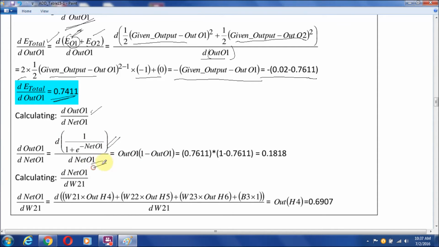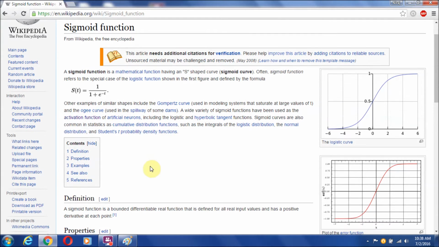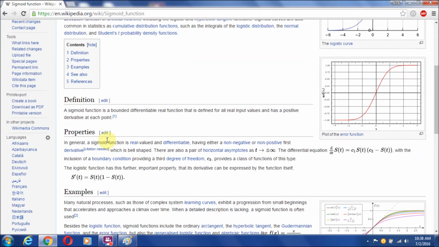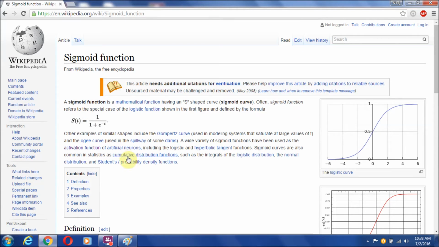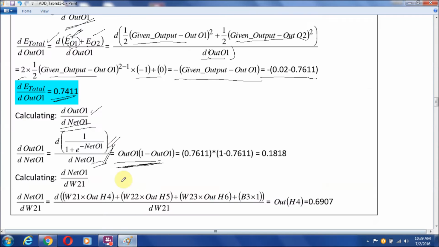We'll take the derivative of this. Now you can validate the result of this sigmoid function with respect to net O1 through a very simple Wikipedia article. Just open the sigmoid functions. You can see the property of sigmoid functions. If a sigmoid function is represented by s(t), then its differentiation will be s(t) times (1 minus s(t)). We use the same fundamentals here.